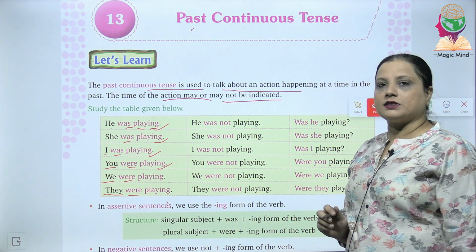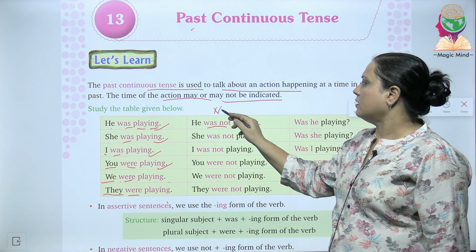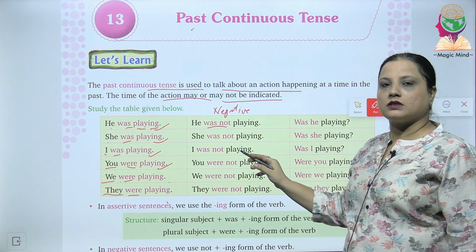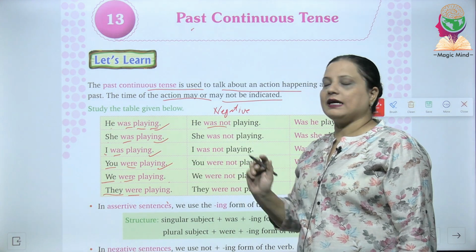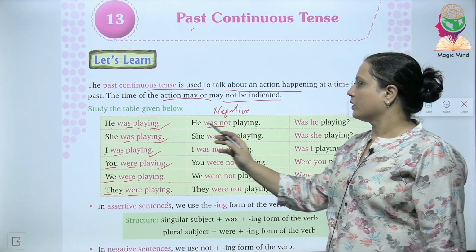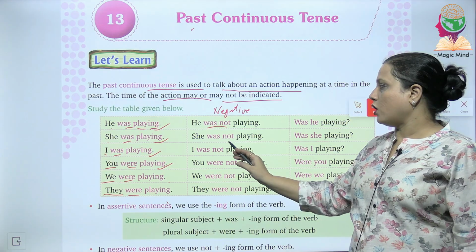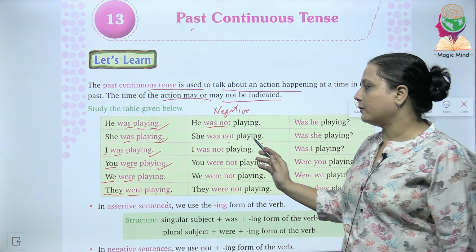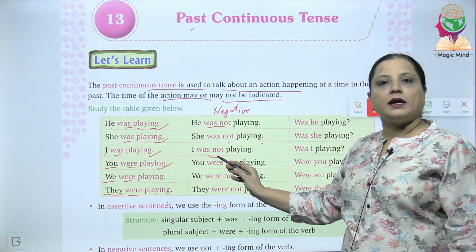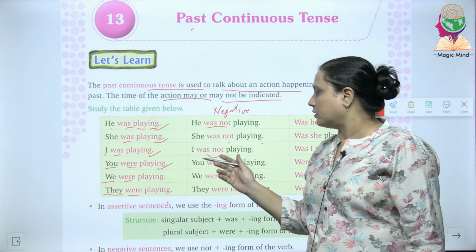Now, if we read this table, they are using was not. That means it's a negative sentence. So, how will we make a negative past tense? He was playing will get changed into he was not playing. Similarly, she was playing gets changed into she was not playing. I was playing changes into I was not playing. In short form, you can also say I wasn't playing.